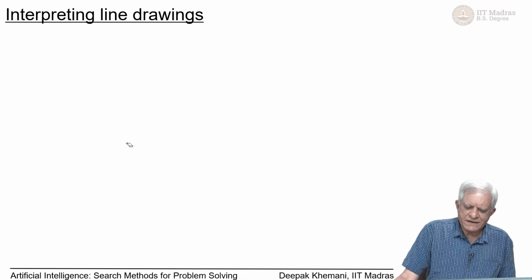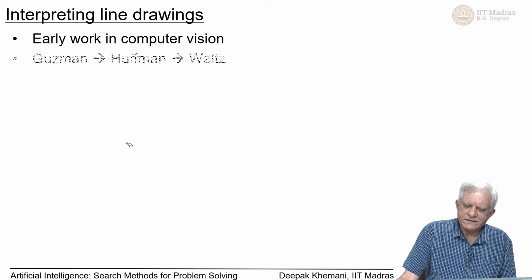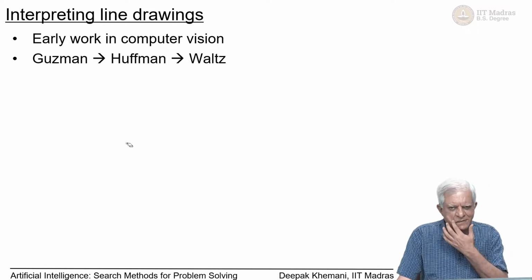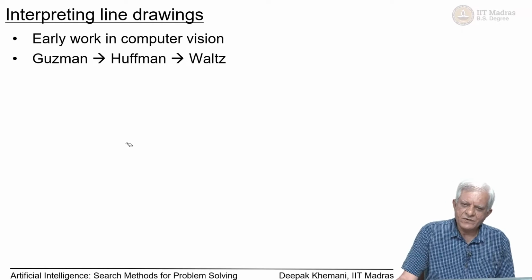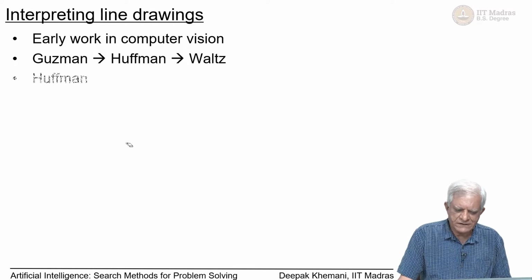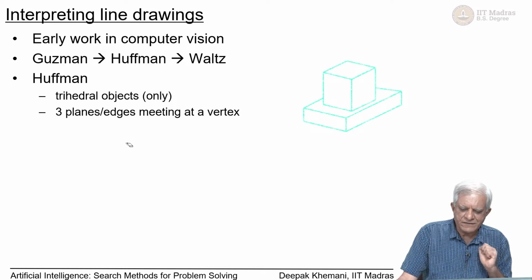So, the next application we see of constraint satisfaction comes from the domain of computer vision, and it is the task of interpreting line drawings. So, you assume that you have figures represented by line drawings, and you want to identify which of them are objects and which of them are not essentially. This work was done by 3 people sequentially, Guzman, Huffman and Waltz. Let us look at what Huffman worked on.